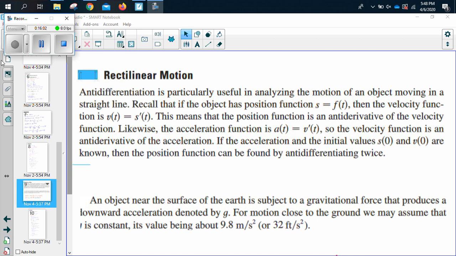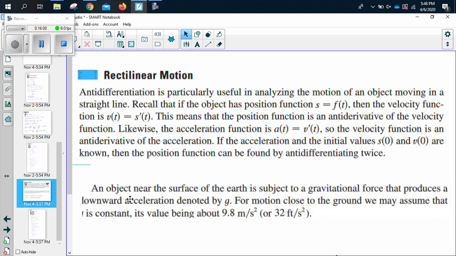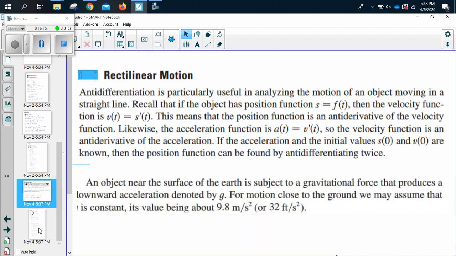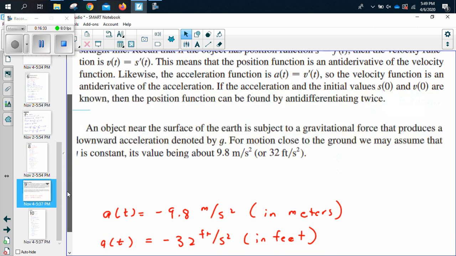Now, an object near the surface of the Earth is subject to a gravitational force that produces a downward acceleration denoted by g. For motion close to the ground, we may assume that g is constant, and its value is about 9.8 meters per second squared, if you're given all of your units in meters per second, or 32 feet per second squared if you're given your units in feet. So we'll use that to do the next problem.